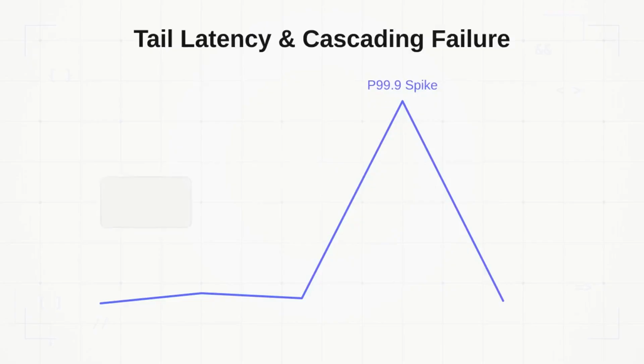This is particularly dangerous in microservices. If service A waits on service B and service B is paused for garbage collection, the latency propagates upstream. One slow node can trigger a chain reaction of timeouts and retries across your entire cluster, effectively bringing down your system through cascading failure. You aren't just measuring performance, you're measuring stability.